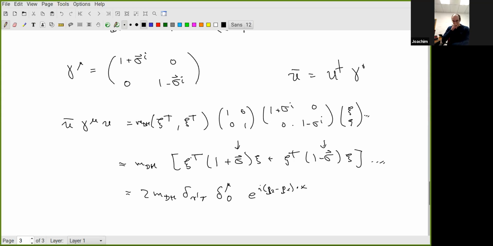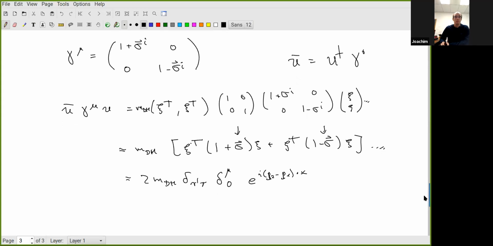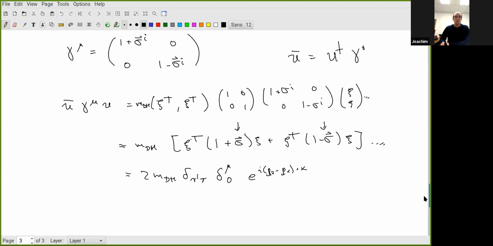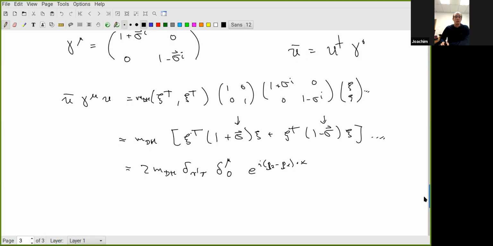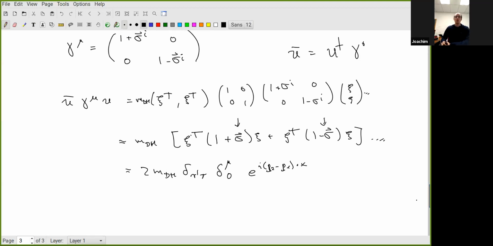Okay, so that part was relatively easy because we can go to the non-relativistic limit. So that's just essentially given by 2 times the dark matter mass times Kronecker deltas. Okay, any questions here? Okay, seems not to be the case.